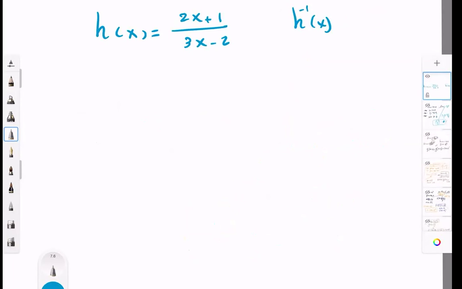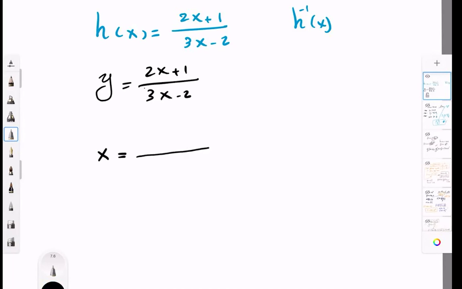Good. So I'm going to solve a few examples fast, but you guys will watch this video later to understand it. So step 0, I'm going to make y equal to 2x plus 1 over 3x minus 2. I'm going to change x and y. X will be 2y plus 1 over 3y minus 2.